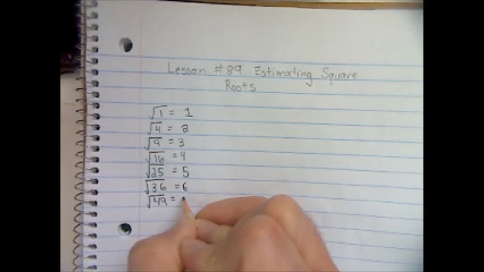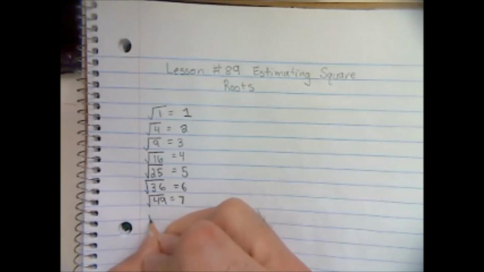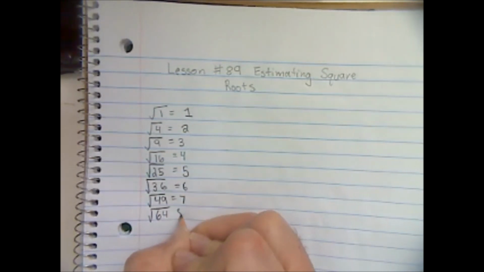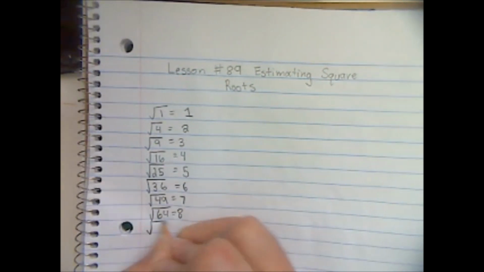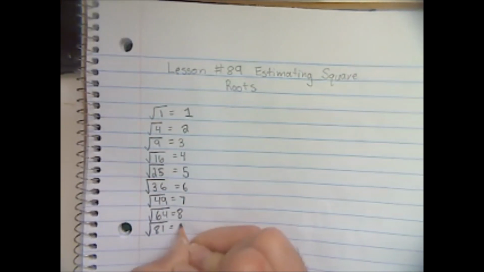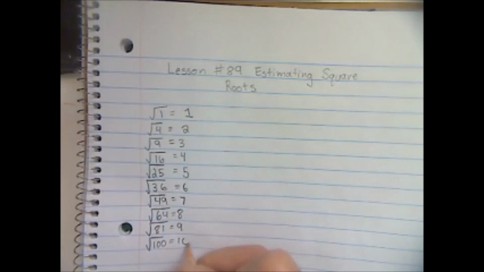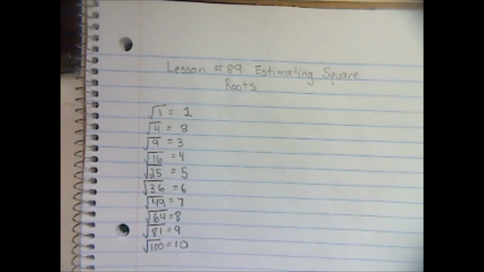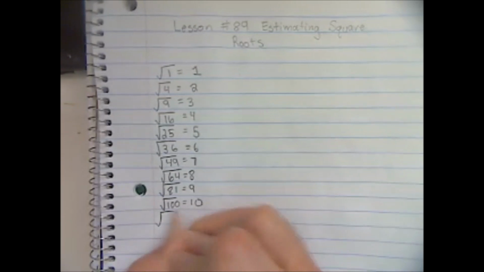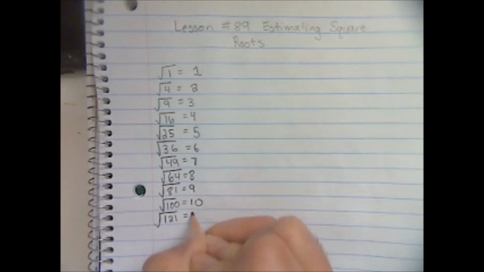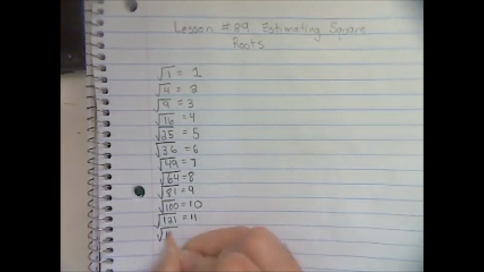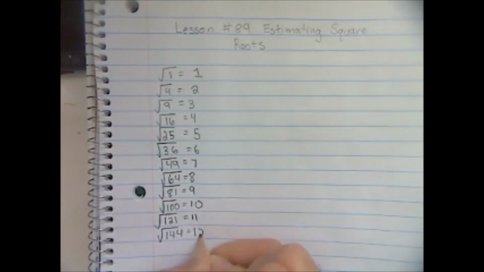49 is 7. Square root of 64 is 8. Square root of 81 is 9. And square root of 100 is 10. Okay, so you guys gotta know this. Actually, you should even know this. Square root of 121 is 11. And square root of 144 is 12. A couple of you have memorized it. Some extra ones. Square root of 169 is 13.